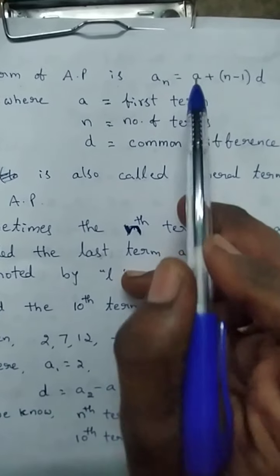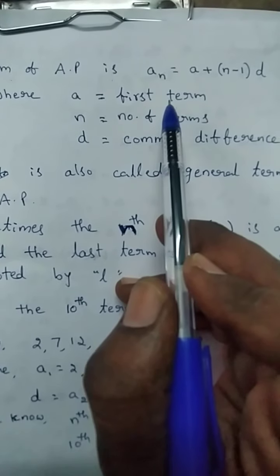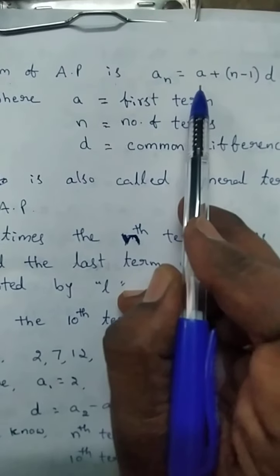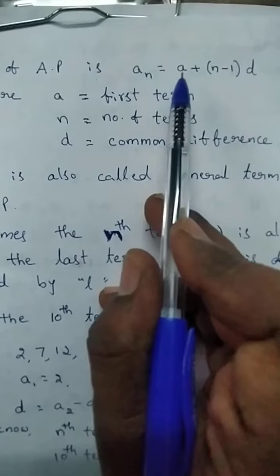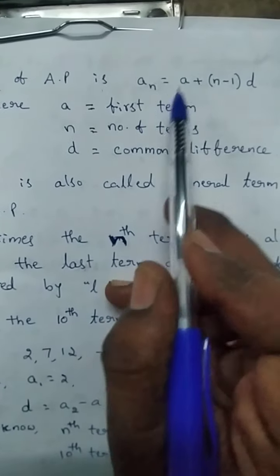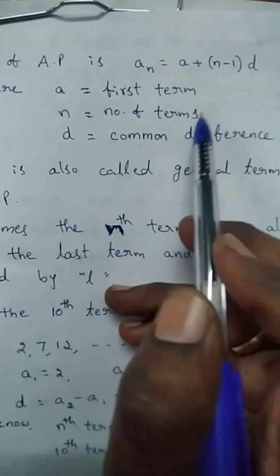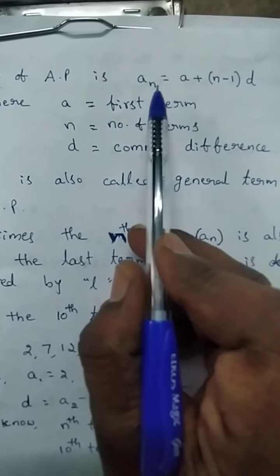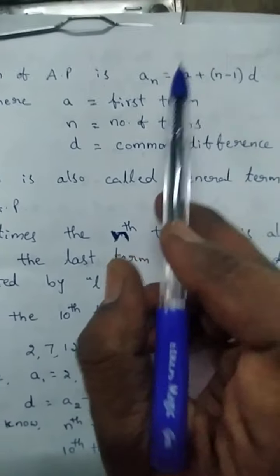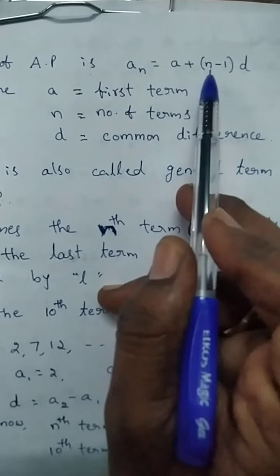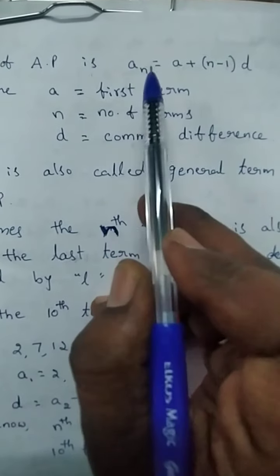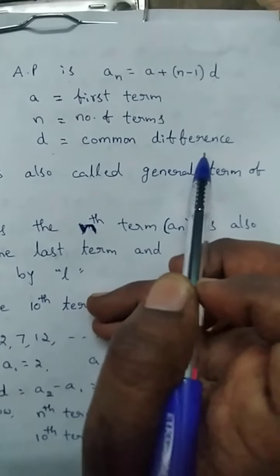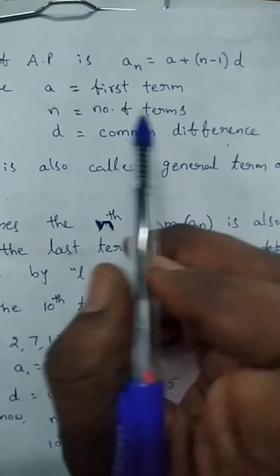Then a is the first term. We already know that the first term is denoted by either a1 or a. Here I just wrote a; instead of a1 in this formula we can write a only. And n is the number of terms. In the question, if you are asked to find the 10th term, then automatically n is 10. If you are asked for the 100th term, n is equal to 100. If the 7th term, then n is equal to 7. Then d is the common difference, which we already know in an arithmetic progression.